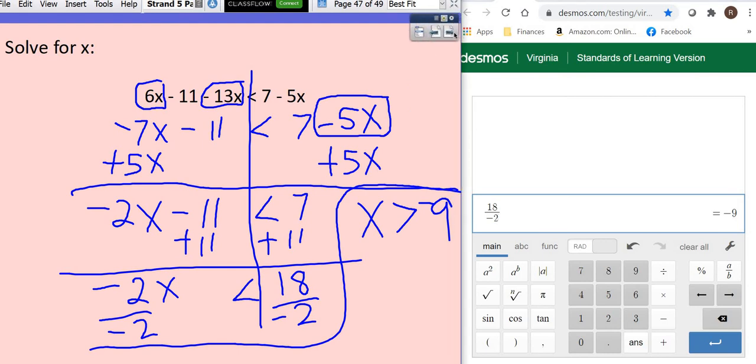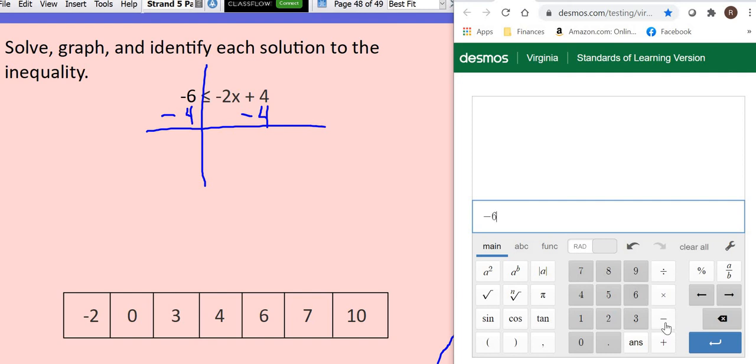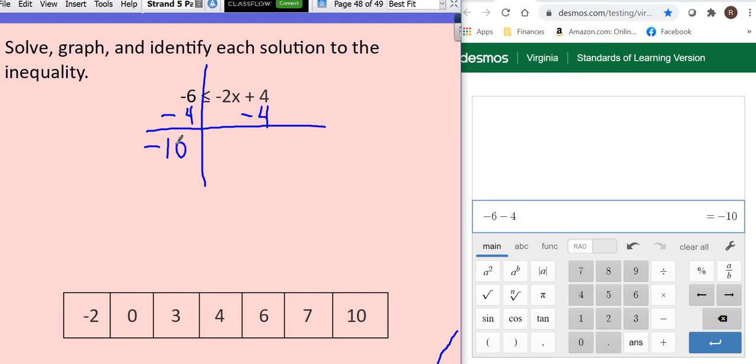All right, let's see if we've got another one. We might. There we go. This says to solve, graph, and identify each solution. So we've got a lot to do here. So let's get busy. So first things first. All righty. We are going to move that 4. So negative 6 and negative 4. Again, please use your calculator just to double check. That's what I'm doing. So negative 10 is less than or equal to negative 2x, and the plus 4 and the minus 4, that went away. So that's all I've got left.